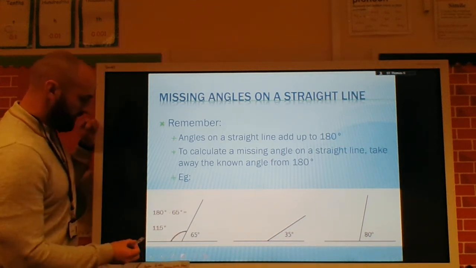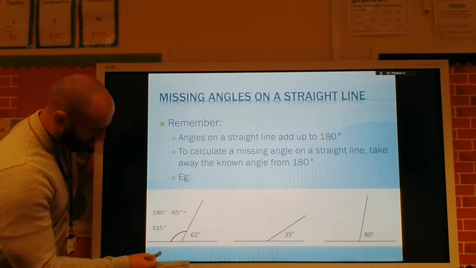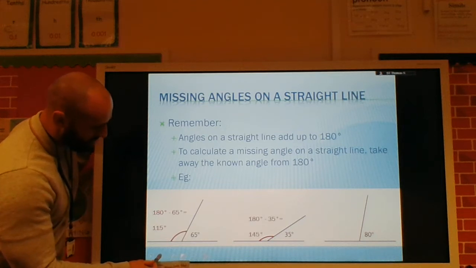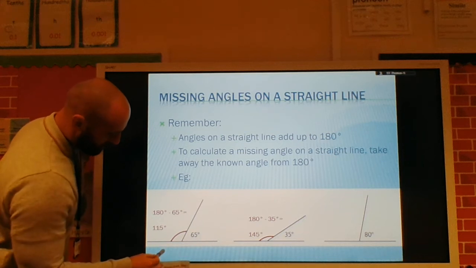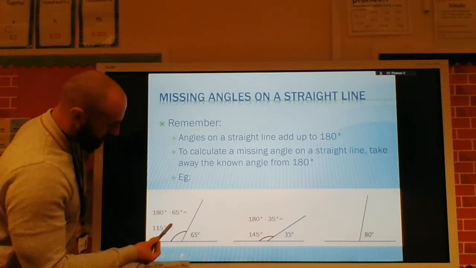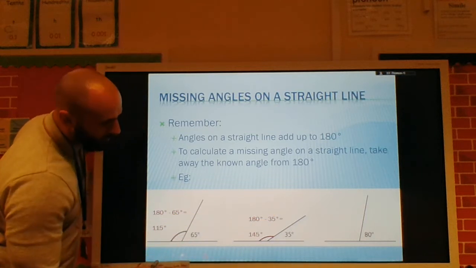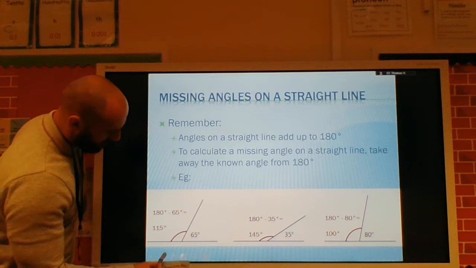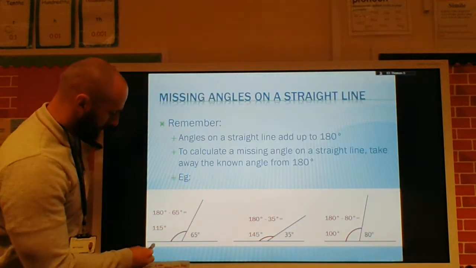So here we did 180, take away 65, the missing angle was 115 degrees. Here we did 180, take away 35, the missing angle is 145 degrees. I know these are right as well because they're both obtuse, they are greater than 90. And then finally here, 180, take away 80 means the missing angle was 100 degrees.